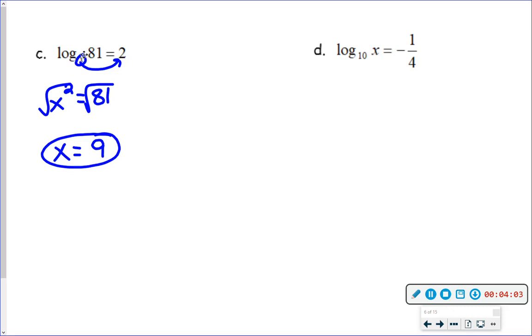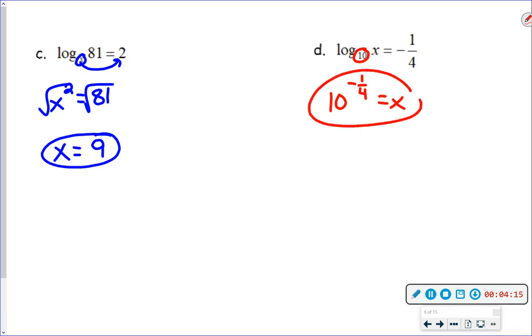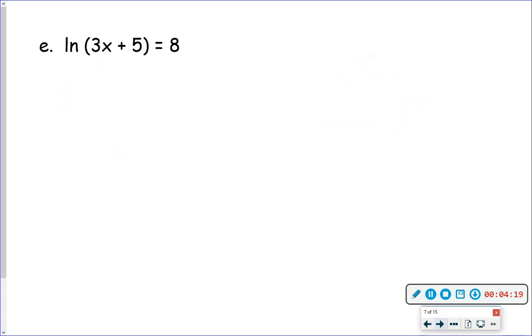All right, and then same idea for D. I'm going to take my base, raised to the opposite side, equals our argument. Now, of course, we can't use our calculator, so I couldn't simplify that. I'm just going to leave it as it is. I like that. Okay, let's do the letter E. So again, a single log. My base is e, so I'm going to raise it to the 8th power, equals 3x plus 5.